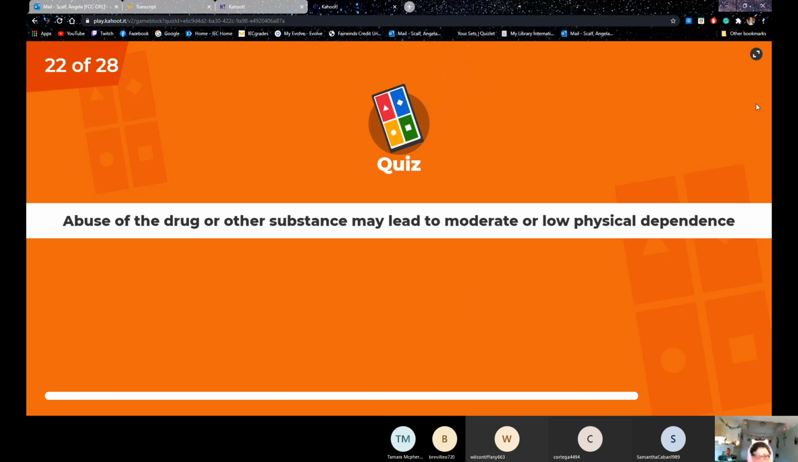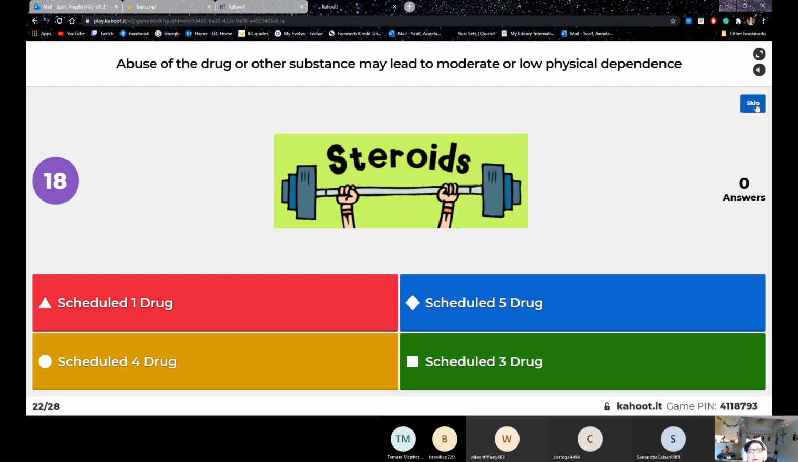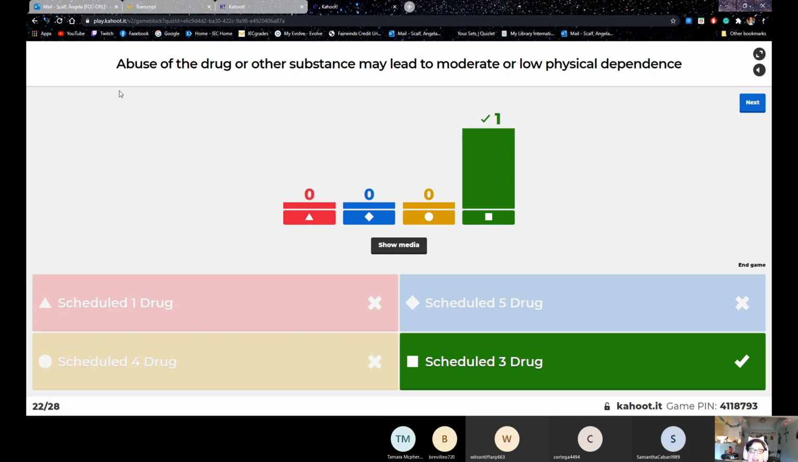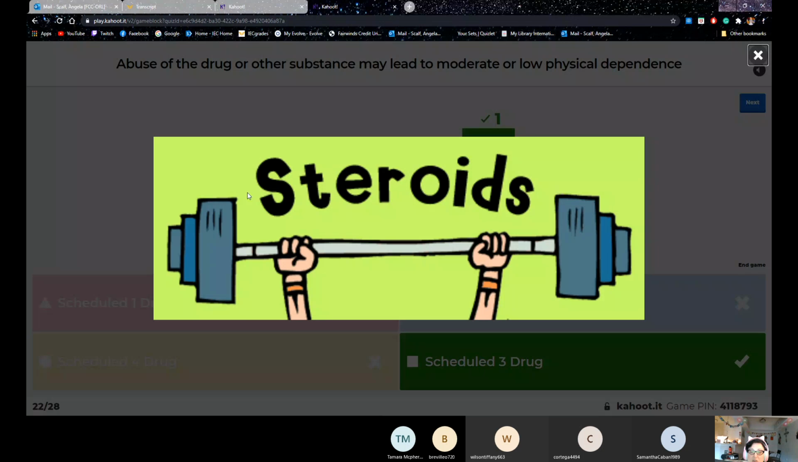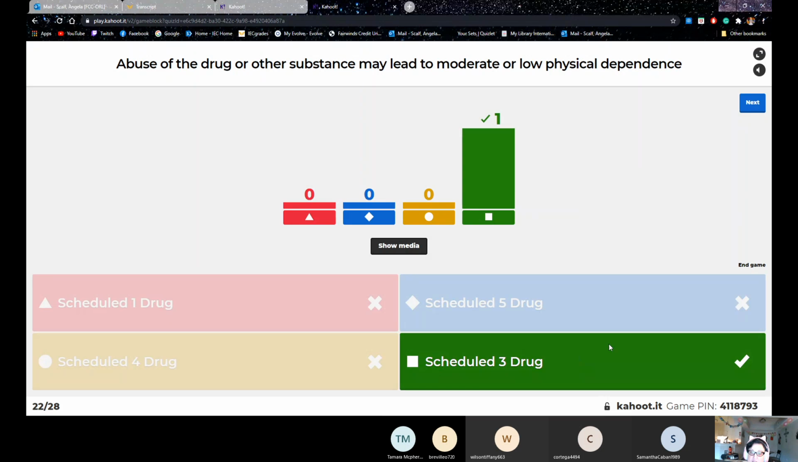Abuse of the drug or substance may lead to moderate or low physical dependency. So you could get addicted, but it's a very low chance. And I gave you a hint there. Steroids, because steroids are in what class? Class 3. So very good.